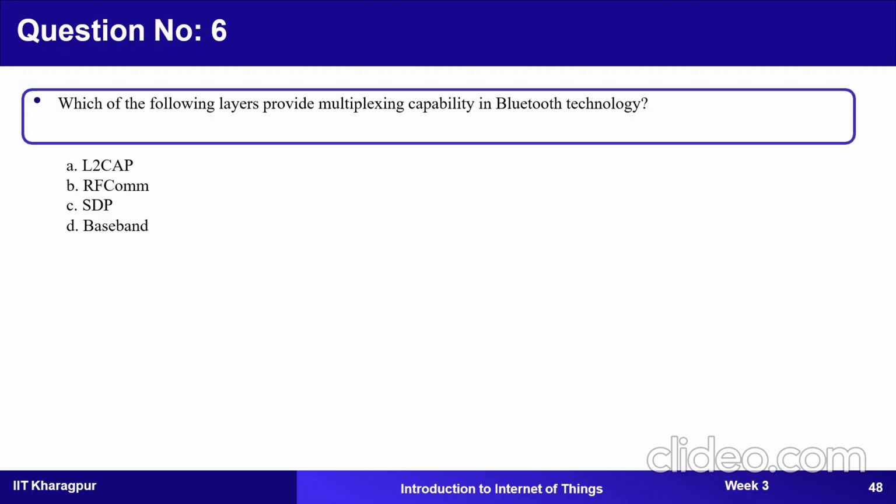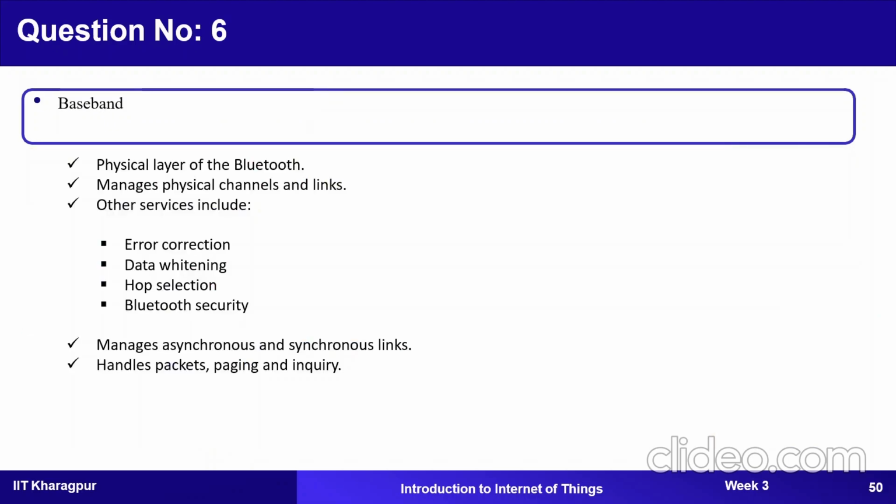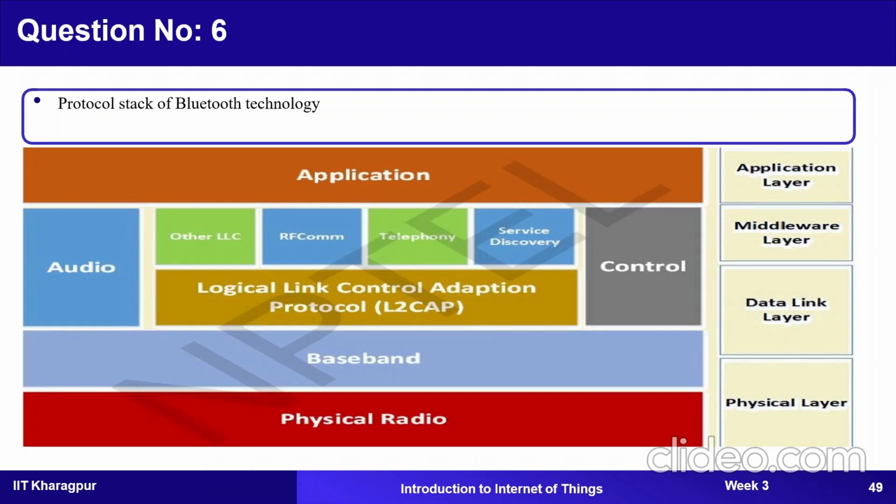So the correct option for this question is L2CAP. I'll discuss all those layers. Basically, this is the protocol stack of your Bluetooth technology. The first layer in Bluetooth technology is baseband, which corresponds to the physical layer only. The physical radio layer and baseband layer are the two layers which correspond to the physical layer only.